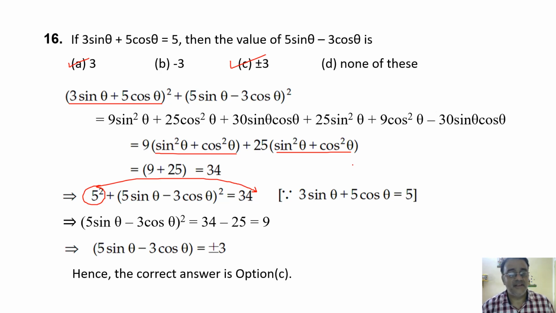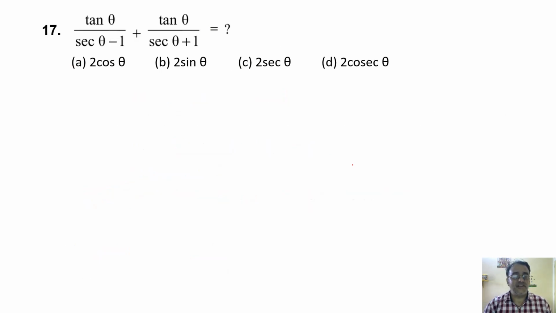Right. So now we are moving towards the 17th question. Sin theta upon sec theta minus 1 plus tan theta upon sec theta plus 1. See, the same question we did in another way in the regular class. I had taken tan theta common, right? Now I am telling you another way.